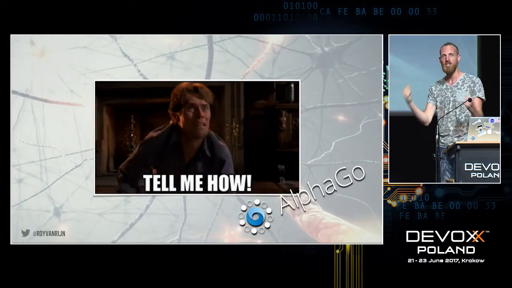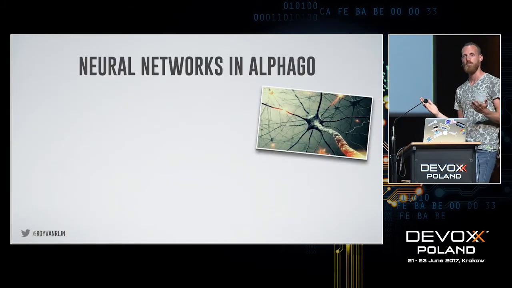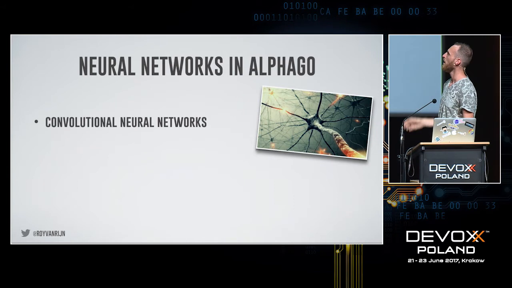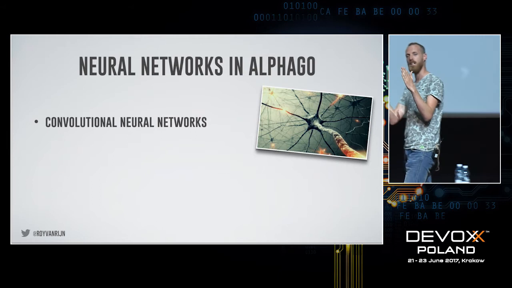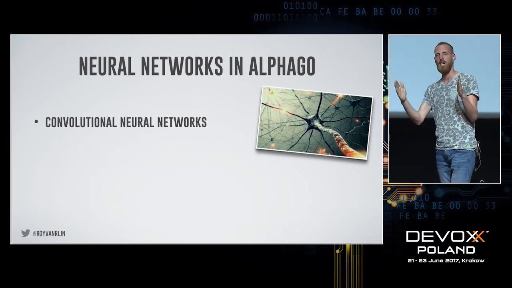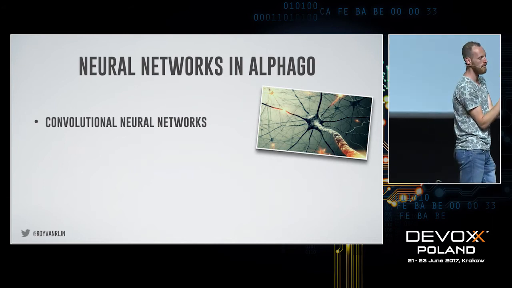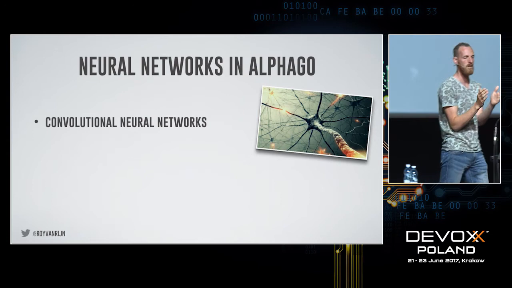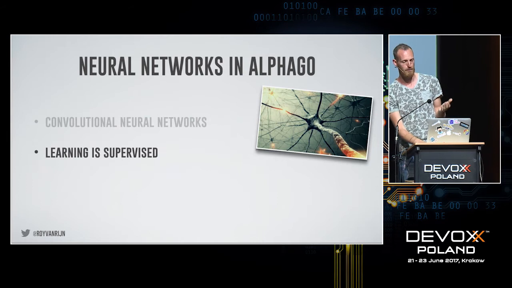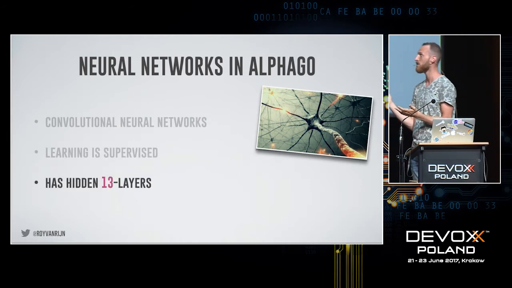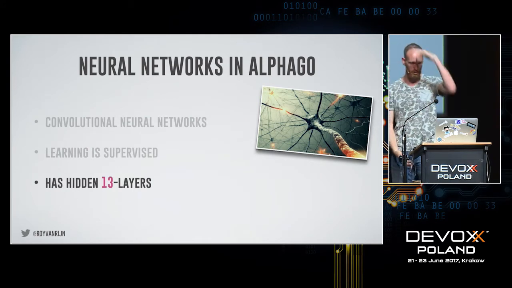But how does AlphaGo work? I still haven't told you. AlphaGo has neural networks. They are convolutional networks. This means that as an input, they take a Go board and they start to divide it into pieces. And each piece itself is an input node, is used as input. It's supervised learning, and it has just 13 hidden layers, which isn't that much, but they're very deep, very large.